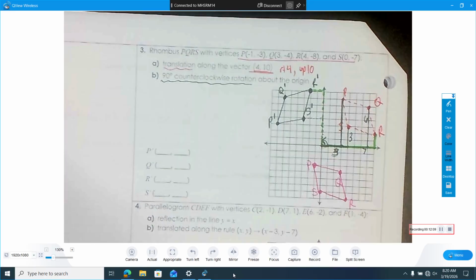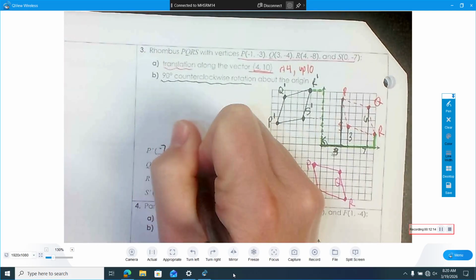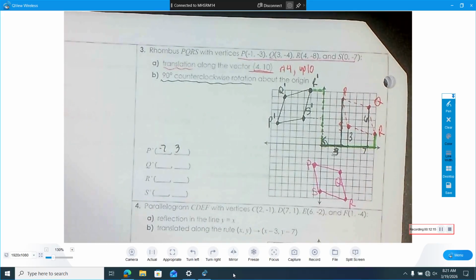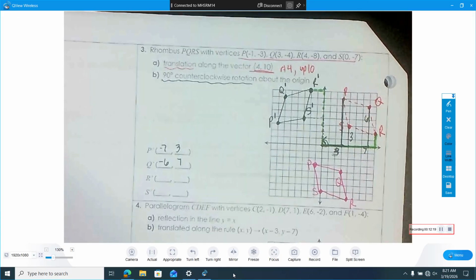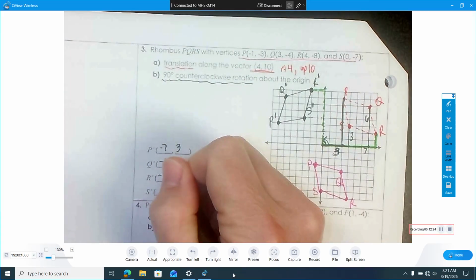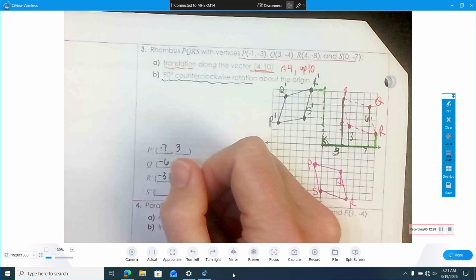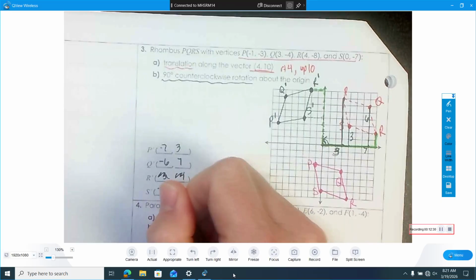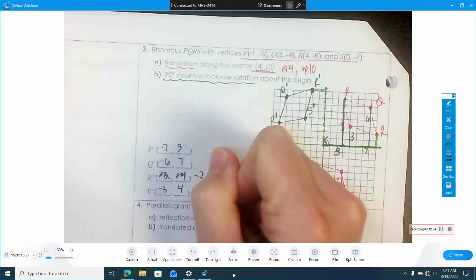Final answer. So it looks like P is at -7, 3. Q is at -6, 7. S is at -3, 4. And, oh wait, that's S, not R. Whoops. -3, 4. There we go. And R is at -2, 8.